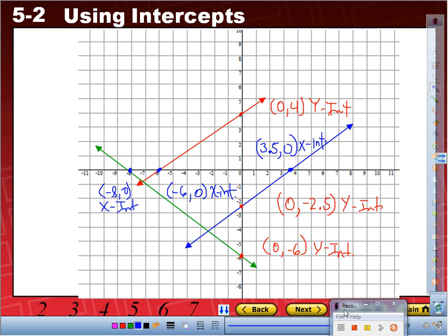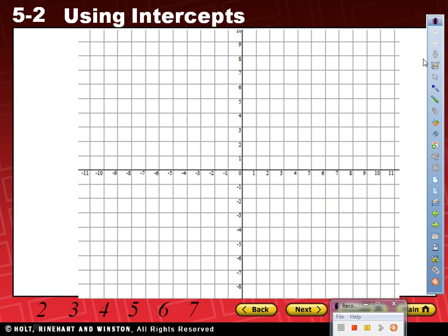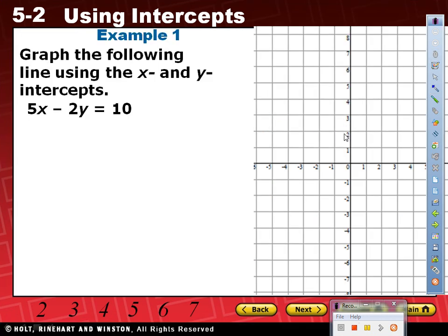Next one. On your graph paper, get your graph paper in front of you. You're going to need this one for the graph paper. Example number one. Copy this, please. Example one, and it says, graph the following line using the X and Y intercepts. 5X minus 2Y equals 10.